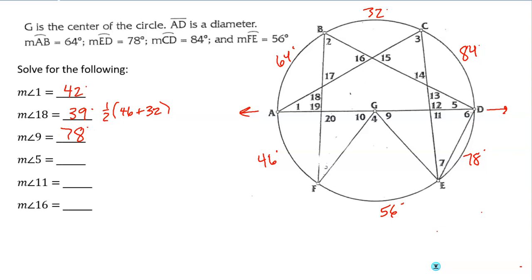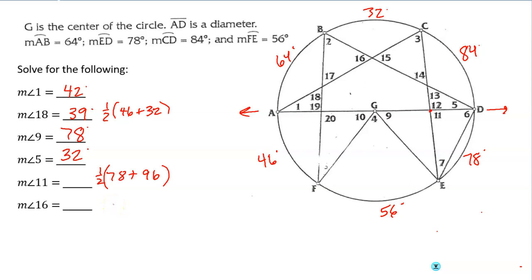5. 5's vertex is on the circle, so it should be half the arc. Follow it out to its arc. That would be 64, so half of that is 32. 11. 11 is in the circle, floating around inside, so I have to do half arc plus arc. So the two arcs: follow it this way, 78, and follow it the opposite way. The opposite is all of that, right? So it's 78 plus all of that together, which is 96. So it's half of arc plus arc.